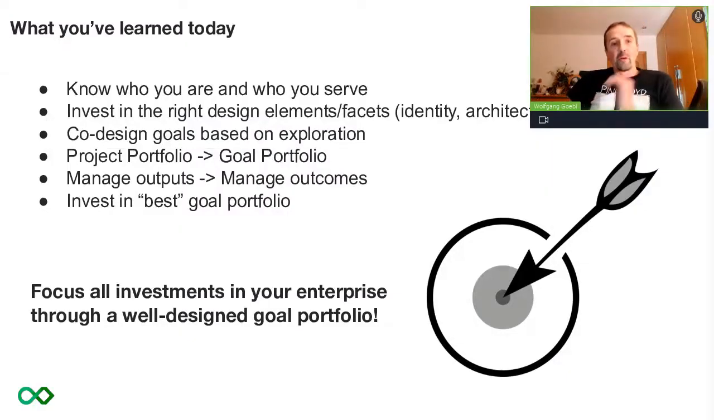So, final summary: know who you are and who you serve, invest in the right decisions, invest in the right design elements, better identity, architecture, or experience. Co-design goals. Don't do it in a small group of people. Shift your portfolio from projects to goals. Manage outputs to manage outcomes, but that's tricky. Yeah, that's a tricky one.